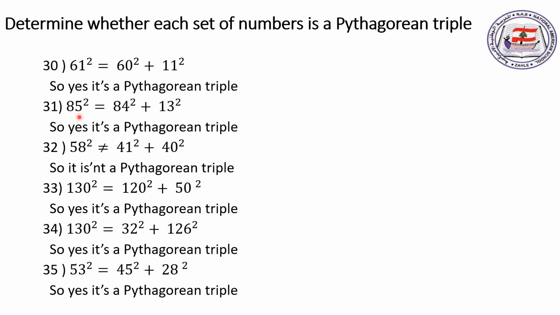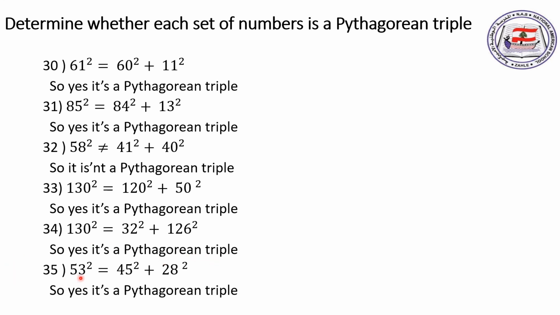85 squared is equal to 84 squared plus 13 squared. So yes, it's a Pythagorean triplet. And 32, since 58 squared is different from 41 squared plus 40 squared, it's not. In 33, we have 130 squared is equal to 120 squared plus 50 squared, so yes, it's a Pythagorean triplet. 34, 130 squared is equal to 32 squared plus 126 squared, so yes, it's a Pythagorean triplet.